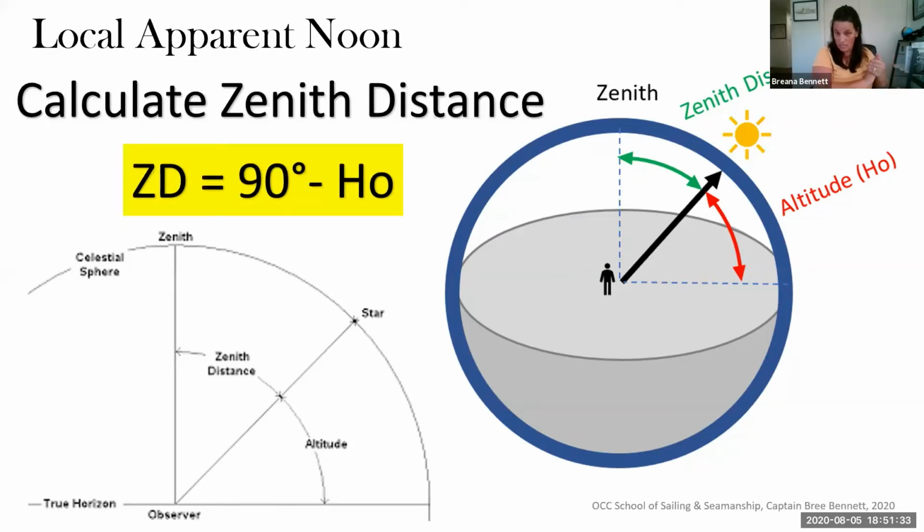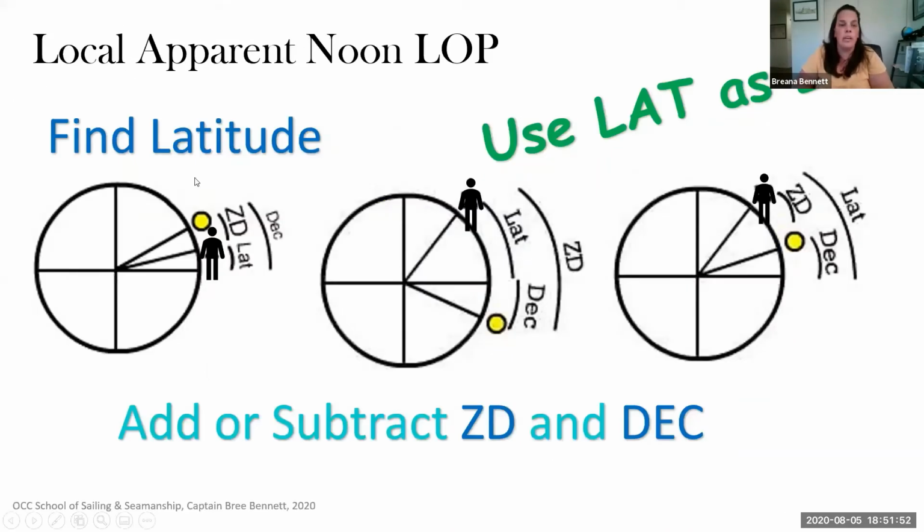Does that make sense? So now when I refer to zenith distance, it's kind of like the complement of your HO, 90 minus that complement, I think. Anyways. Okay, so I'm going to go back to this slide.